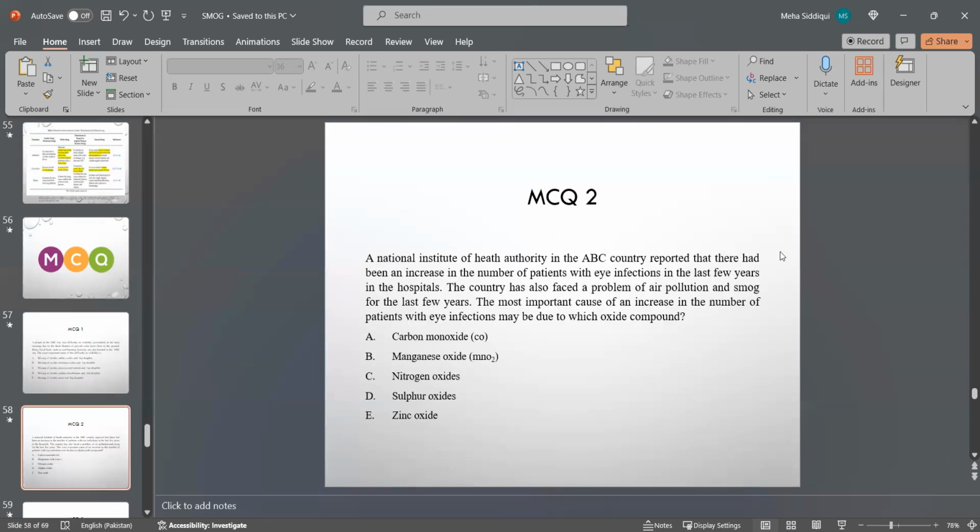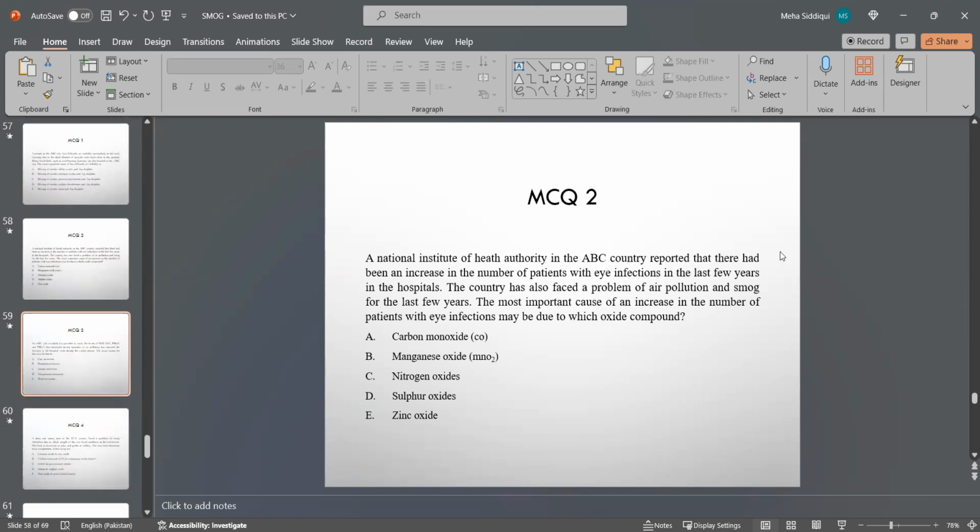MCQ number two. A National Institute of Health Authority in the ABC country reported that there had been an increase in the number of patients with eye infection in the last few years in the hospital. The country has also faced a problem of air pollution smoke for the last few years. The most important cause in the increase in the number of patients with eye infection may be due to which compound? Carbon monoxide, manganese oxide, nitrogen oxide, sulfur oxide, zinc oxide. C is the right option.